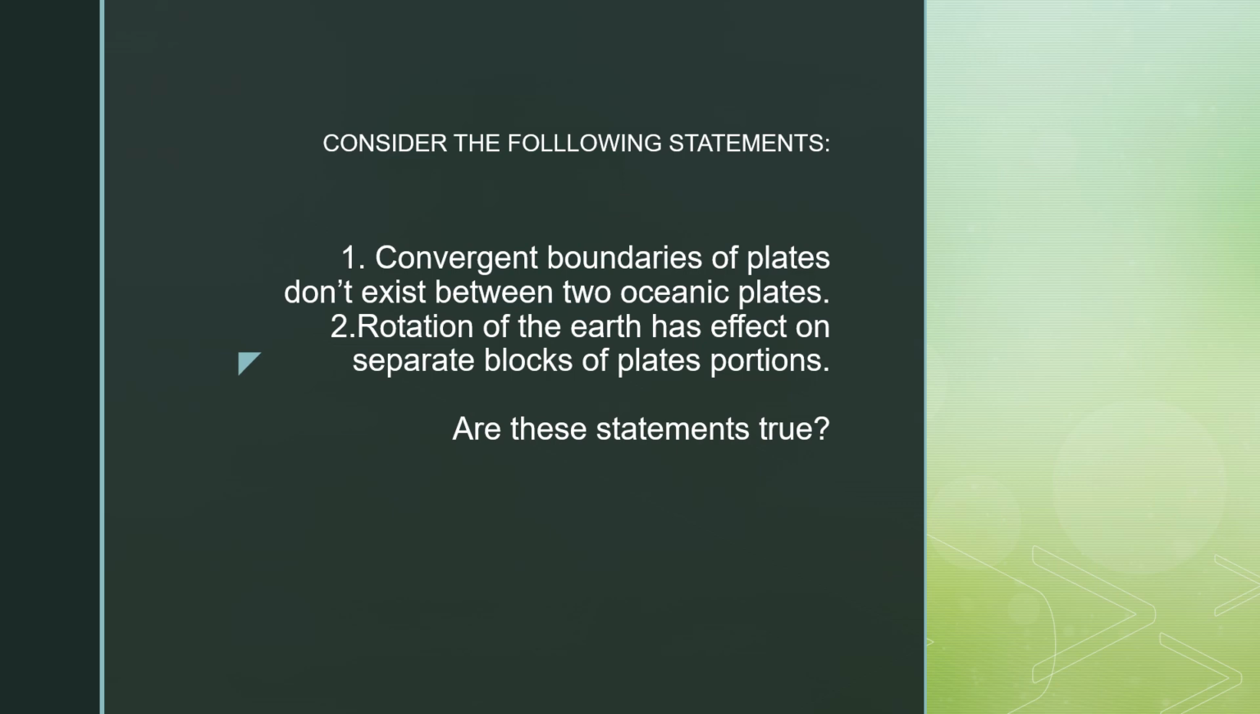The second statement is rotation of the earth has effect on separate blocks of plate portions. So let's take an example of the Pacific plate. If the Pacific plate has some impact, let's say, in the process of formation of Japan, that portion of the plate is active, but there might be some portion of the Pacific plate near the North American plate which is not active. So it can be the case that some parts of one plate are active at some place, but not active at another place. Because the plates are very large in size, they may be active in some portion at some time and in another portion at some other time. So this statement is correct, and the first statement is not correct as we have seen in our previous slides.